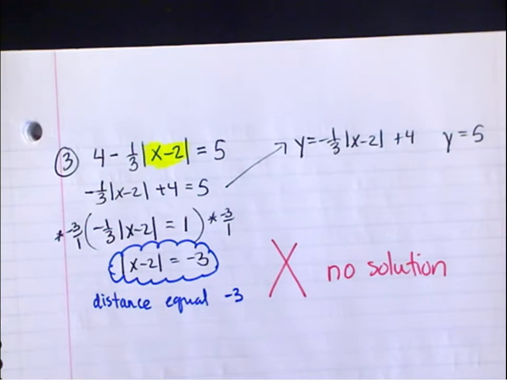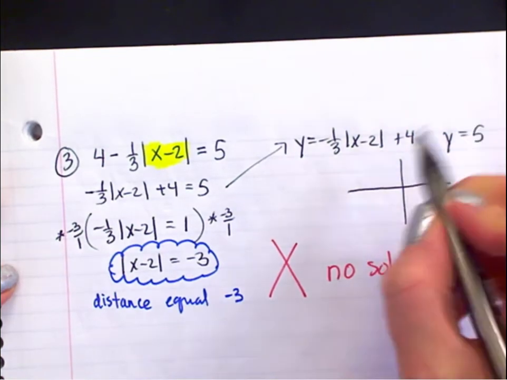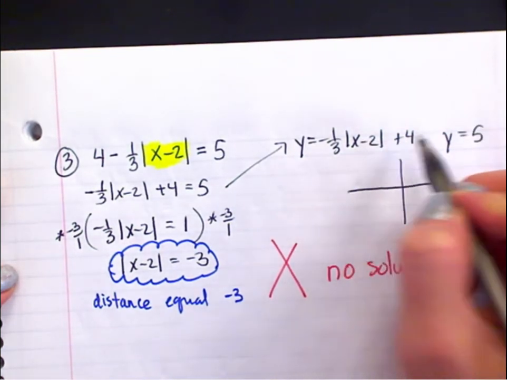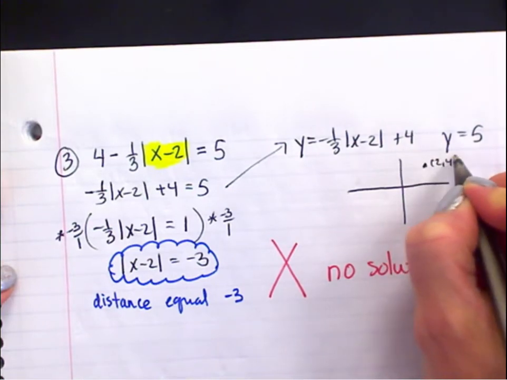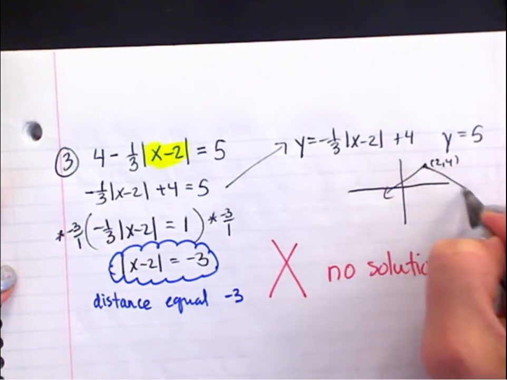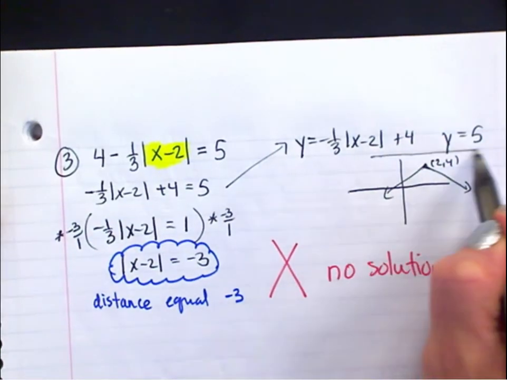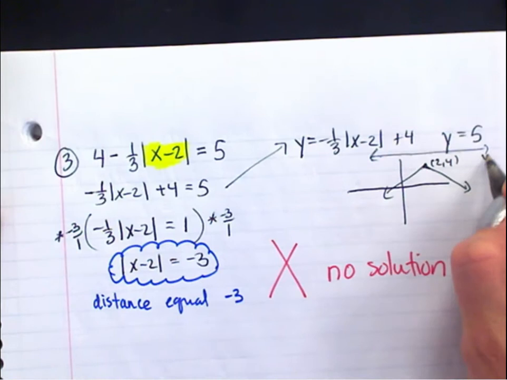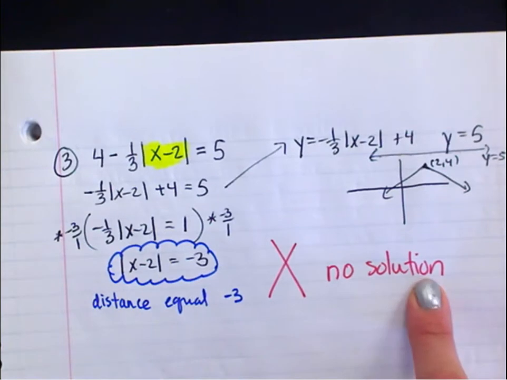Now I'm just going to sketch. Sketch means label the vertex, kind of put it in the right place. This vertex is right and up. Okay, so 2, 4, and it's opening down. This is a horizontal line up at y equals 5. Do those two things actually cross? No. It means no solution.